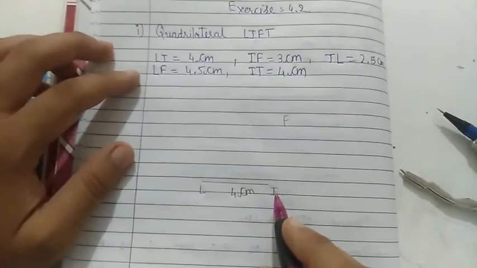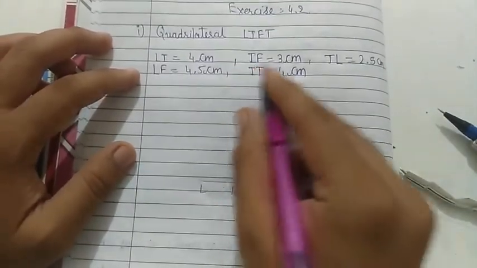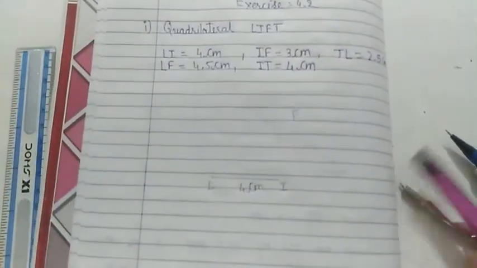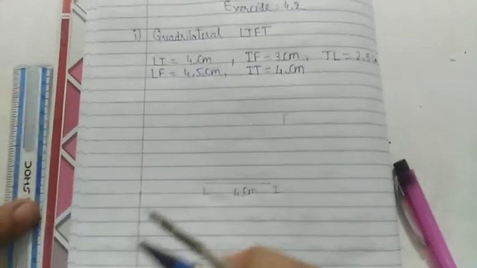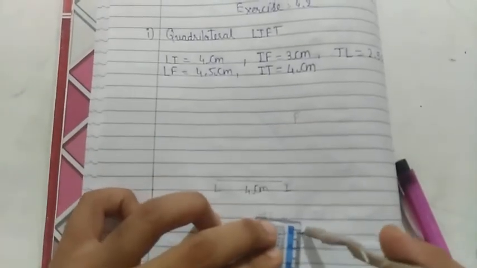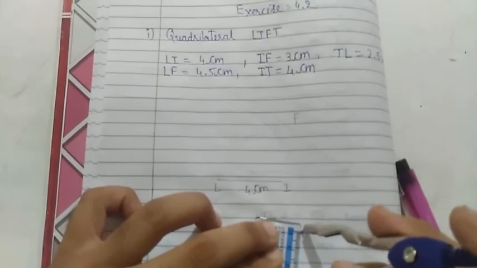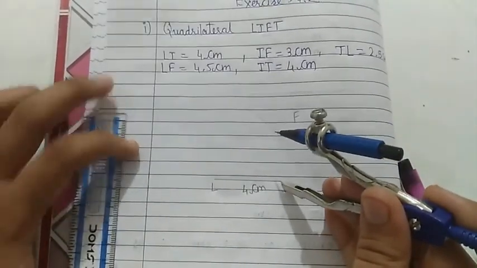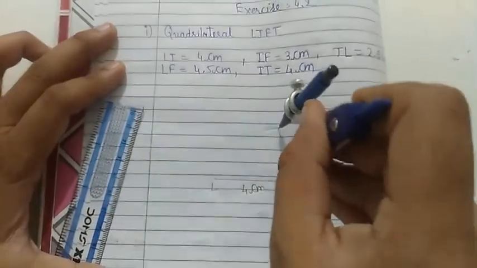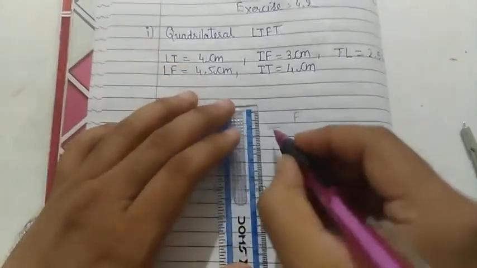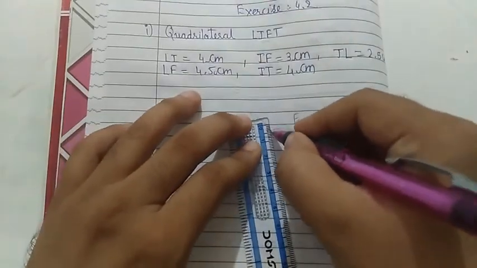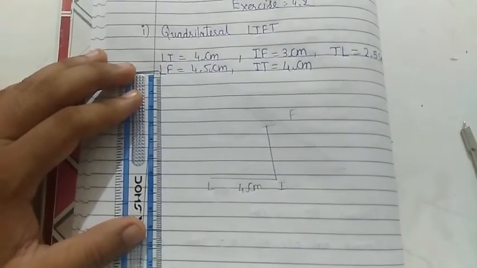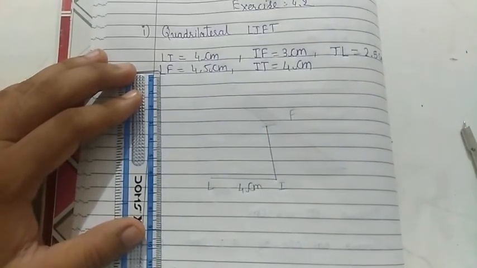Now F is over here, and IF is given 3 centimeter. So take I as a center and draw the arc of 3 centimeter. Let me draw the 3 centimeter arc from I as a center, and join it. So it is our point F. Okay, now friends, we got F, L and I.